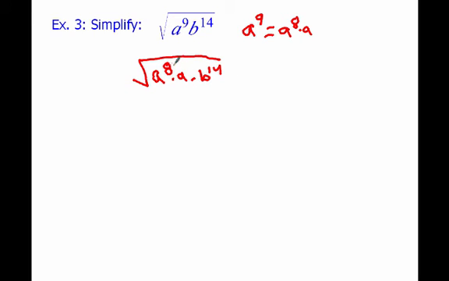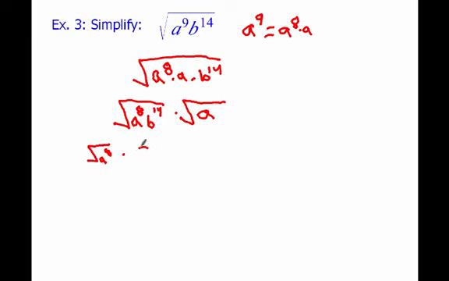So now that I've separated these out into perfect square, non-perfect square, I'm going to set up two radicals that are going to be multiplied together. These are my perfect squares. These are not. A to the 8th is a perfect square, so it goes in here. B to the 14th is also a perfect square, so it goes in here. And a is not, so it goes by itself in here. Now in this radical, we can think of that as the square root of a to the 8th times the square root of b to the 14th times the square root of a.